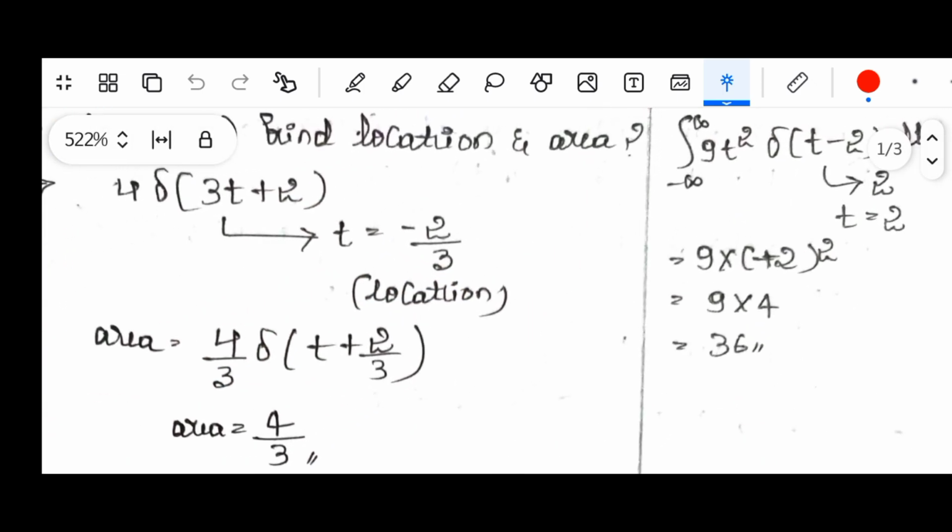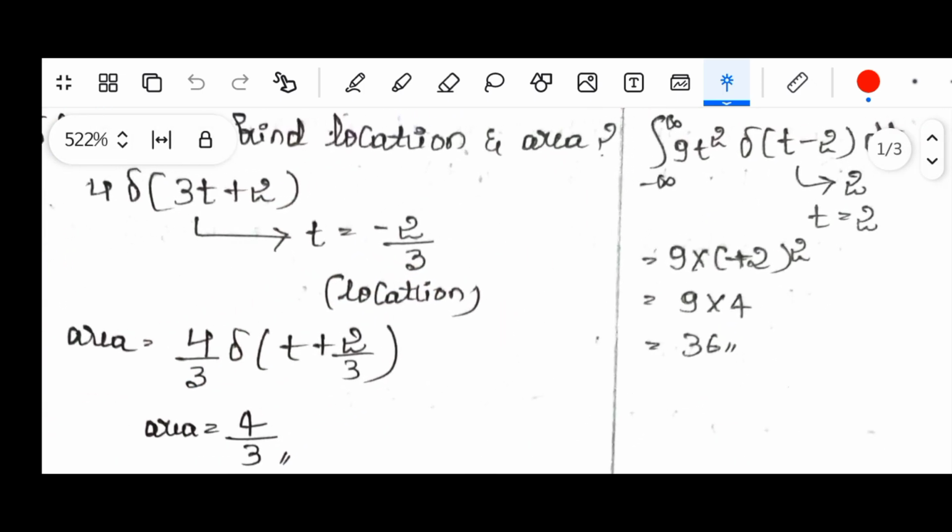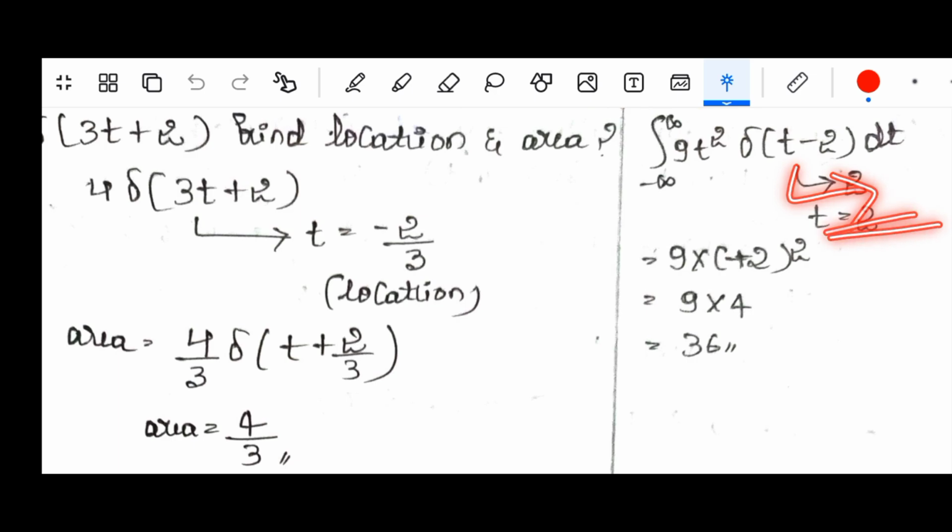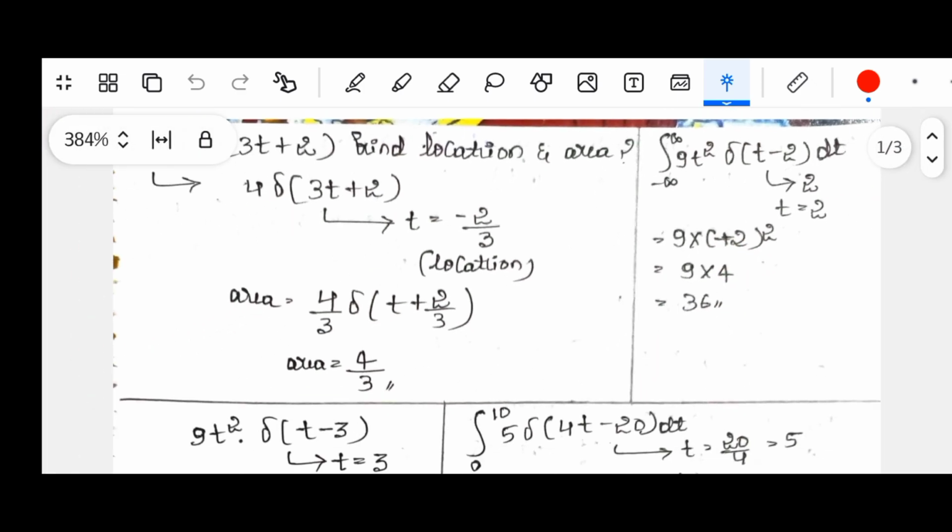See this question. Integration from minus infinity to infinity of δ(t - 2) times 9t² dt. The location will be t = +2. So put that 2 into the t² value. 9 into t² will be 9 into 2 whole square. Therefore 2 square will be 4. Therefore 9 into 4 will be 36. So the answer will be 36.